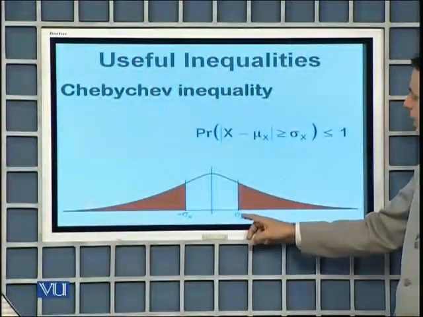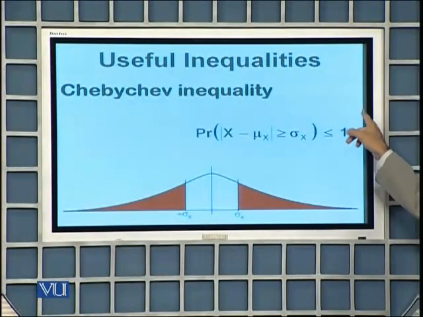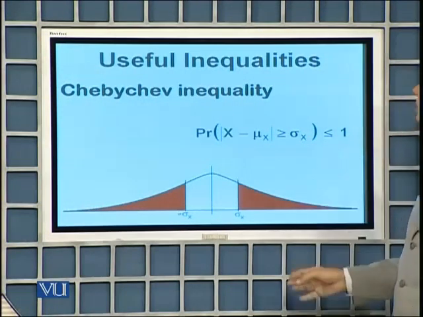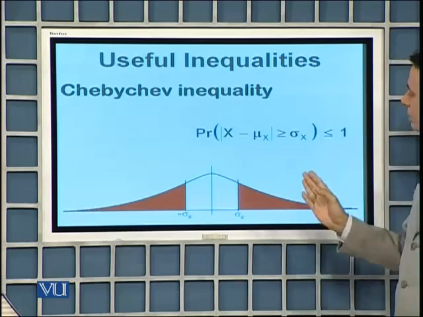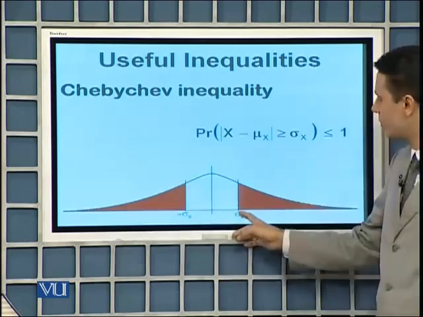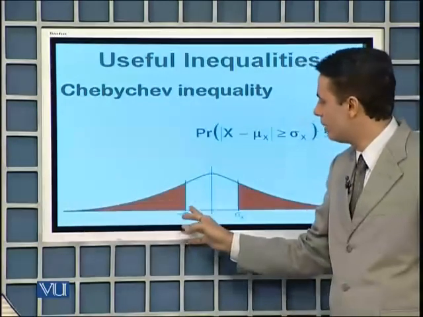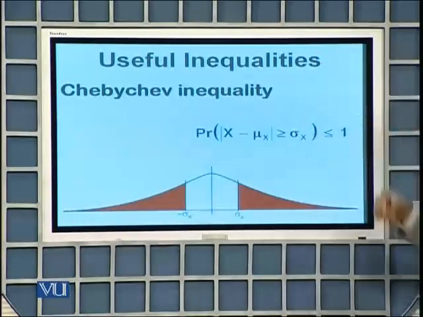If we use this value of c and put it here, then you will get sigma x square over c square, which is 1. Chebyshev inequality says that the probability of this random variable being in these two tails, starting from the variance to infinity and from minus infinity to minus variance, is less than or equal to 1. This does not convey a lot of information because probabilities of all events are going to be less than or equal to 1.